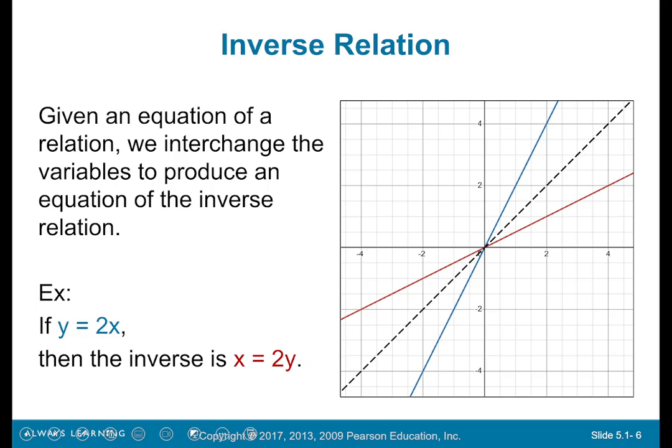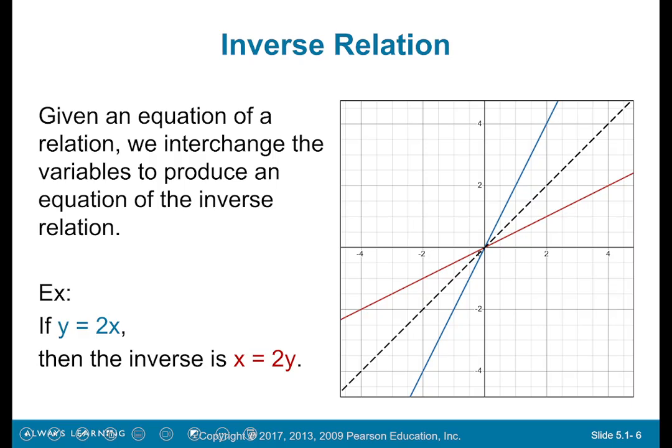Now the same is actually true when we describe a relation using an equation. So given an equation, if we change the x and the y, then we actually get the inverse relation. So if we have something like y equals 2x, then the inverse is x equals 2y. So the blue line is our line y equals 2x, and the red line is our line x equals 2y, and that dashed line is our y equals x line. You can see how perfectly when we reflect the blue line over the dashed line, as in flip it over that line, we get the red line. And that's exactly what's happening with inverses.